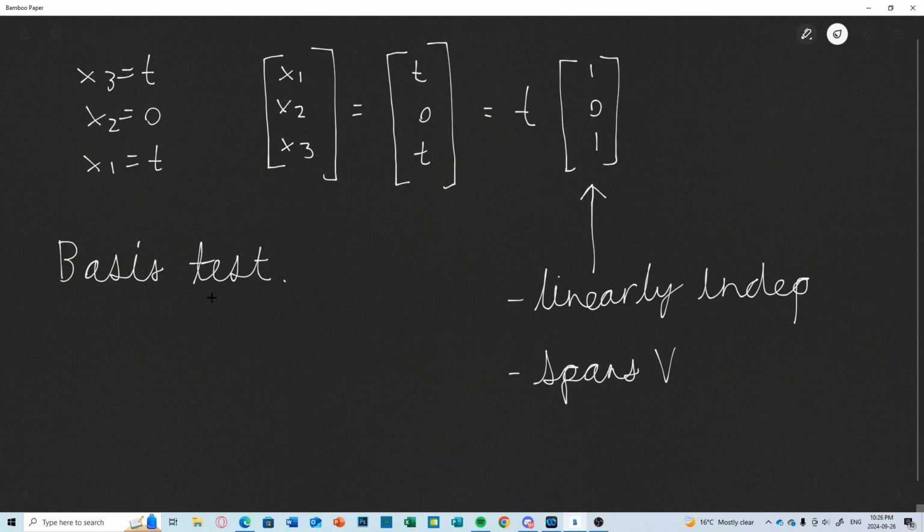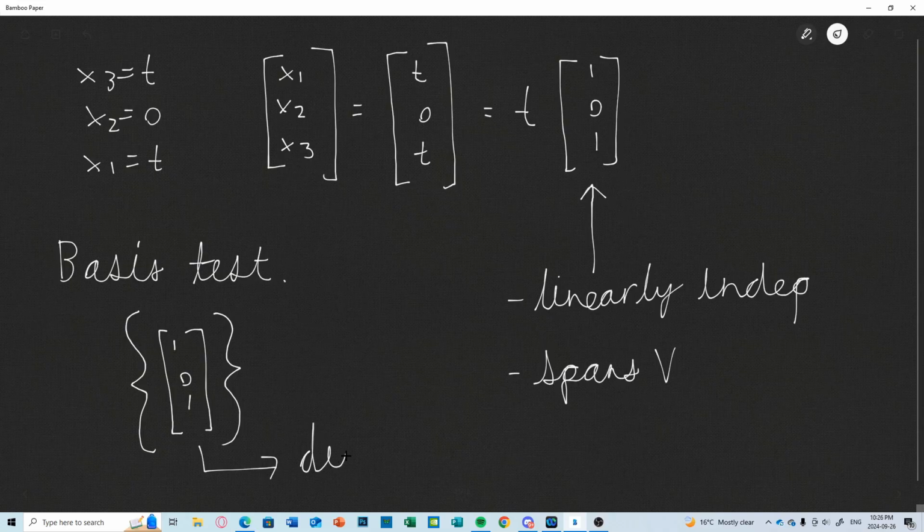Now we're going to see that t times (1, 0, 1) is going to be the only thing in our space, because t is just a constant, so we don't have to worry about that. The only thing in our space is (1, 0, 1), meaning that since it's our only item in the space, our dimension is equal to 1.